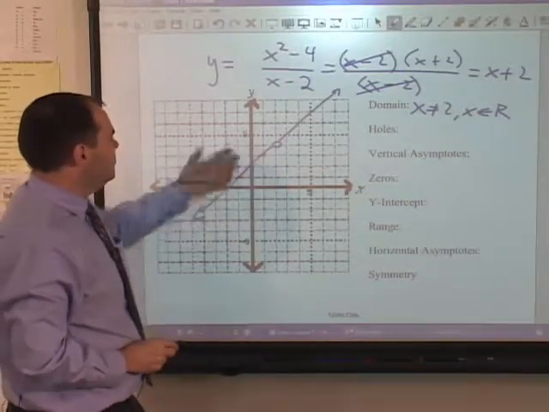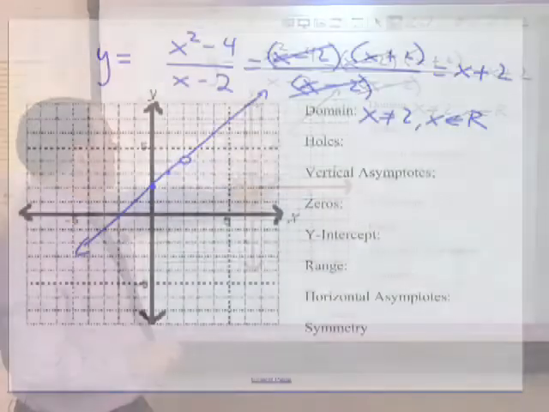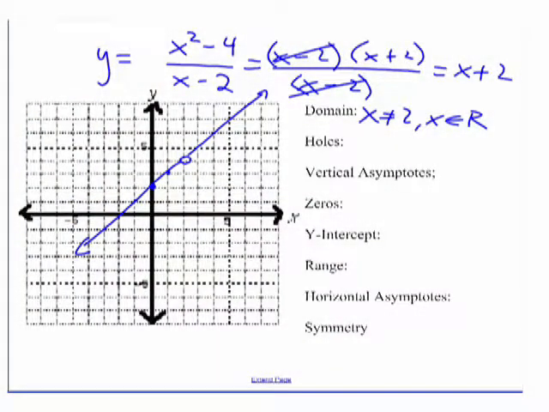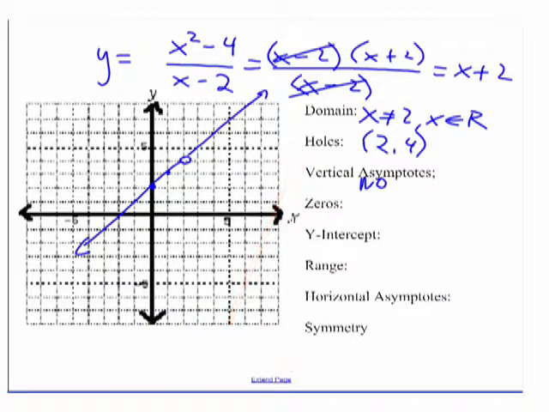Okay? So this is an example of a point where the graph is not defined, in which at that point we have a hole in the graph. And what are the coordinates of this hole in the graph? 2, 4. There are no vertical asymptotes in this situation.